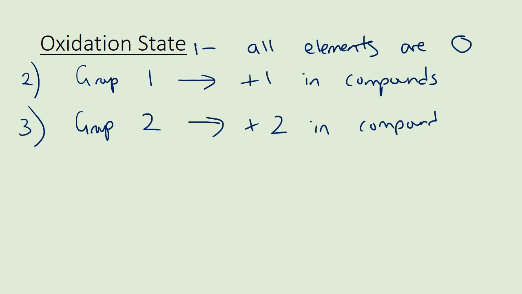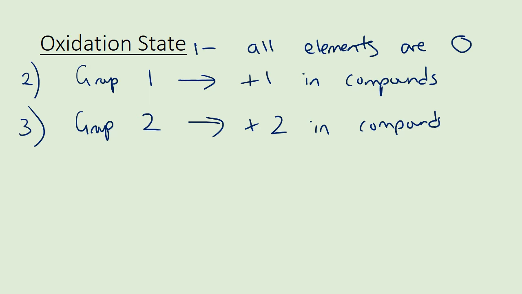So for example, sodium is in group 1, but sodium as an element will be 0 because it hasn't lost its electrons yet. However, group 1 in a compound such as sodium chloride or sodium oxide, sodium will be +1 because it will have lost its electron in that chemical reaction. It will have released the electron, it would have lost them, it would have been oxidized. And we can say the same for group 2. They will lose 2 electrons.